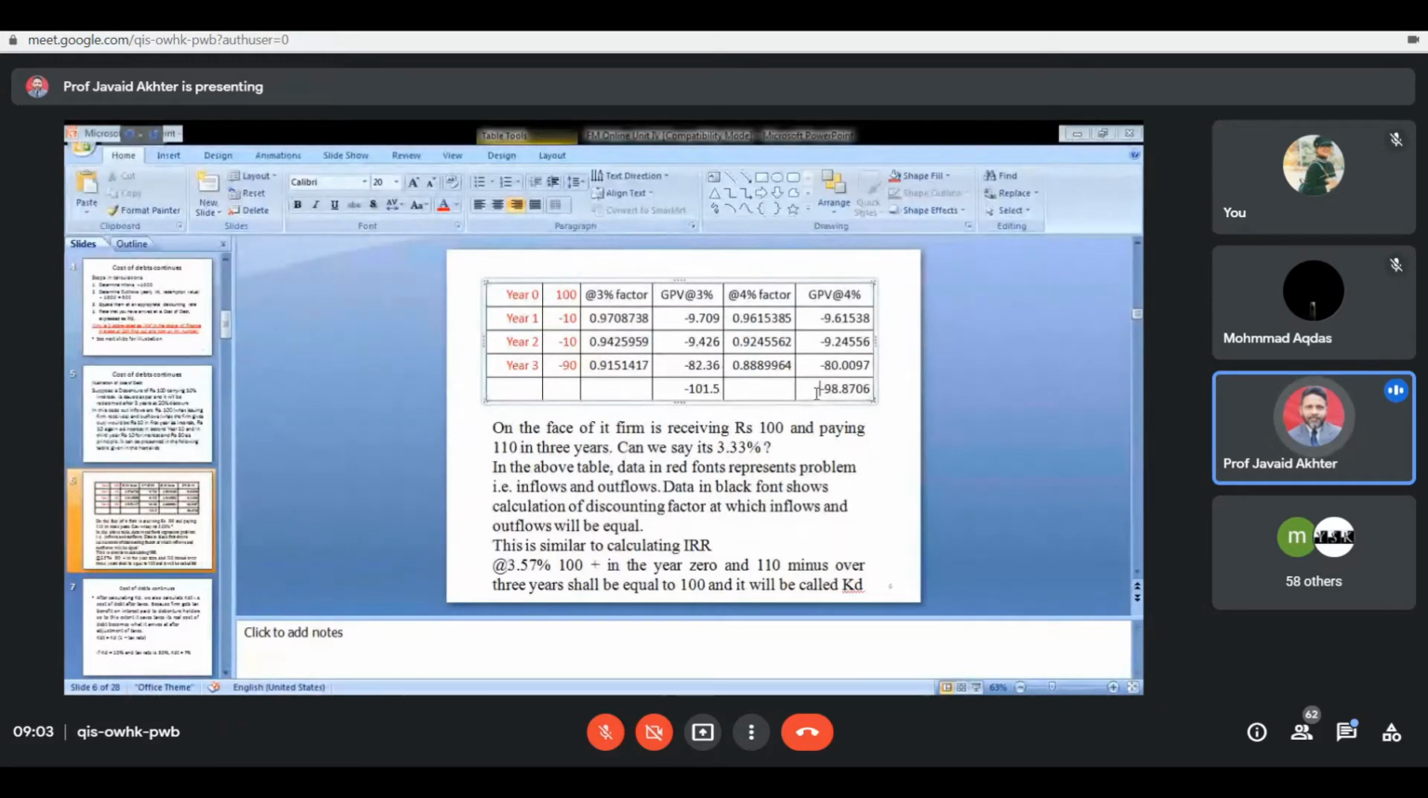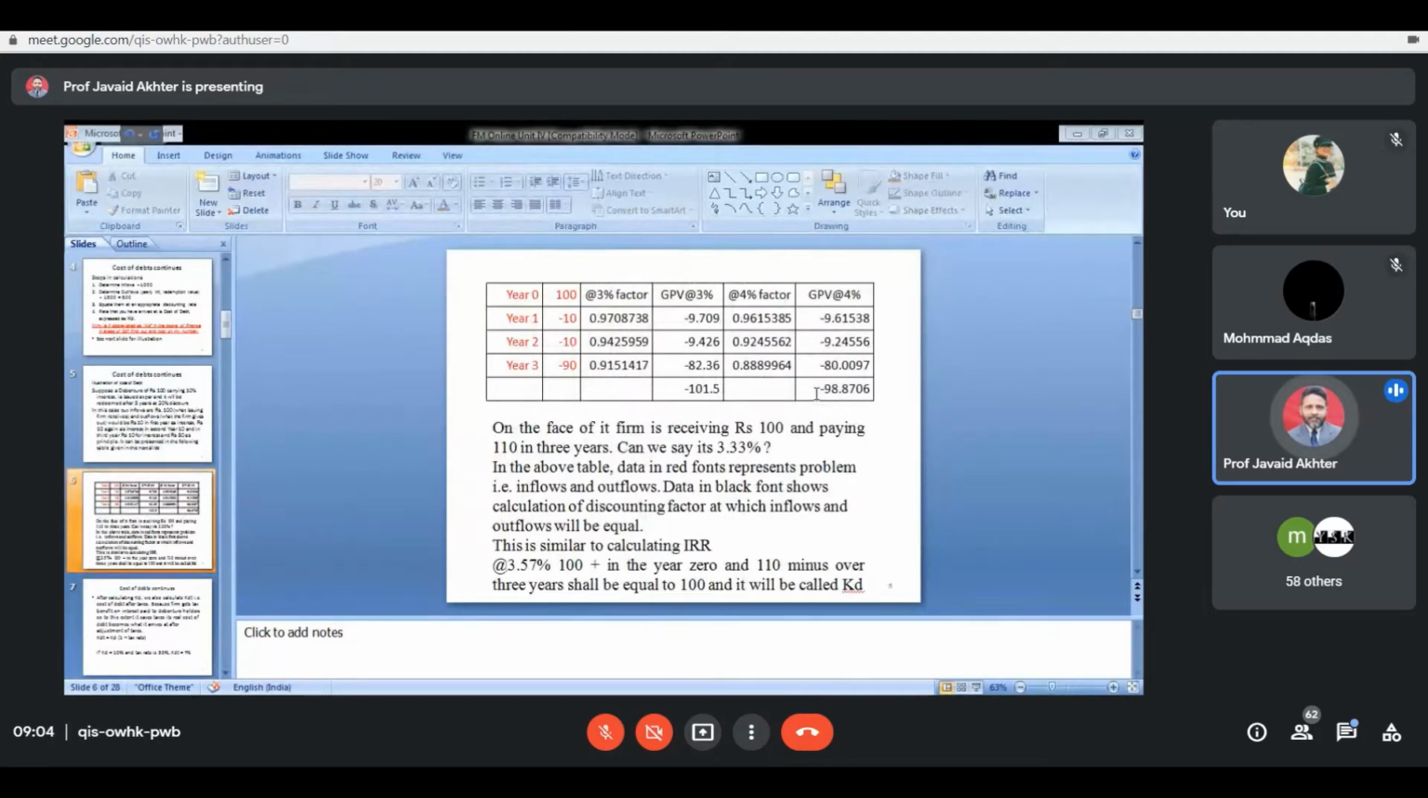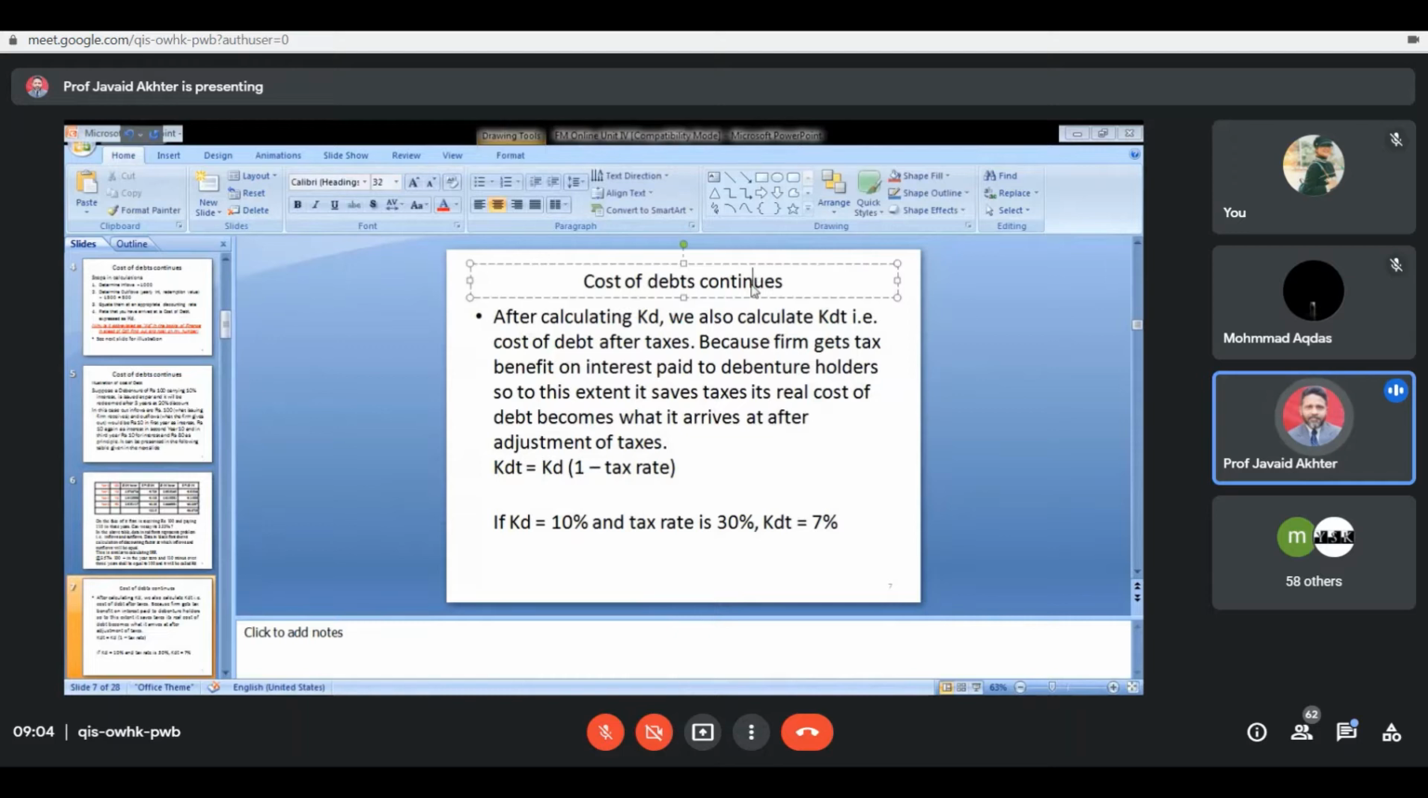So at 3.57%, 100 rupees received today and 110 paid at the end of 3 years will be equal at this percent. Then this will be our real cost to the company. Once we have calculated this, we have one more equally important concept, which is cost of debt after taxes. After calculating Kd, we calculate Kdt, that is cost of debt after taxes.